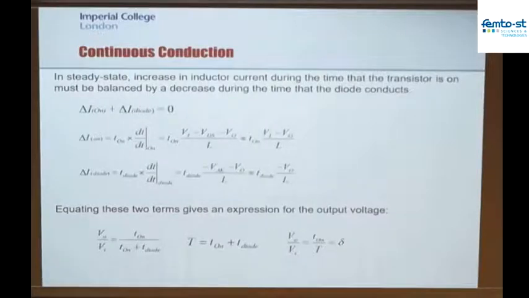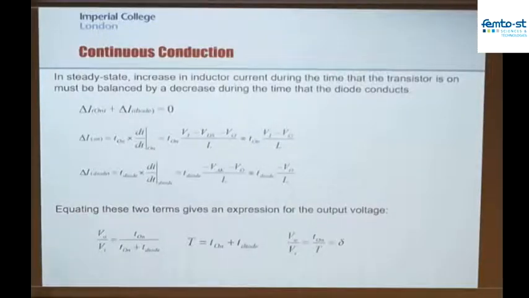But we can do it a bit more formally as well, which actually is quite useful for analyzing the behavior of the circuit in a more formal way. So in steady state, as I mentioned to you, any increase in current during the on time of the transistor has got to be equal to the decrease in current during the off time of the transistor. Otherwise, we're not in steady state.